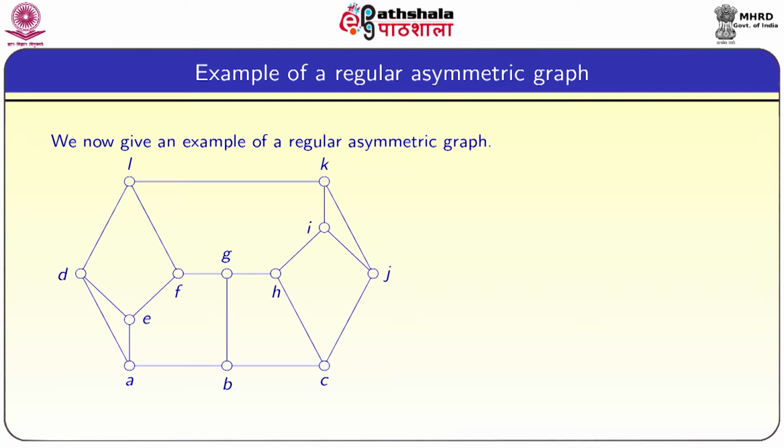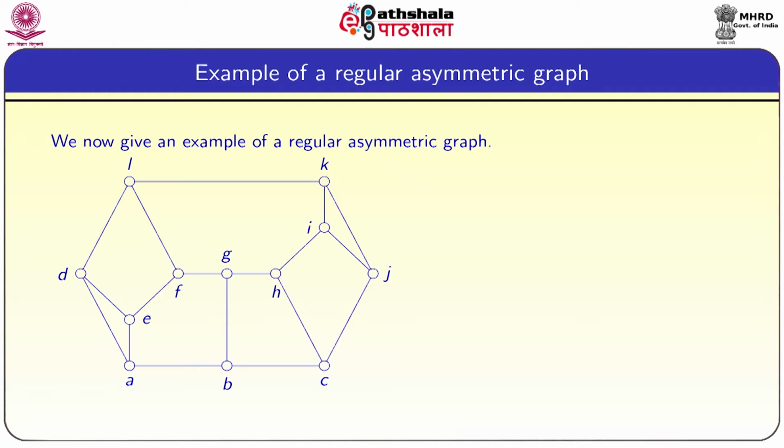Example of a regular asymmetric graph. We now give an example of a regular asymmetric graph. If you look at this graph, the degree of each vertex in this graph is 3. Now, we are going to show that the only automorphism of this graph is simply the identity.